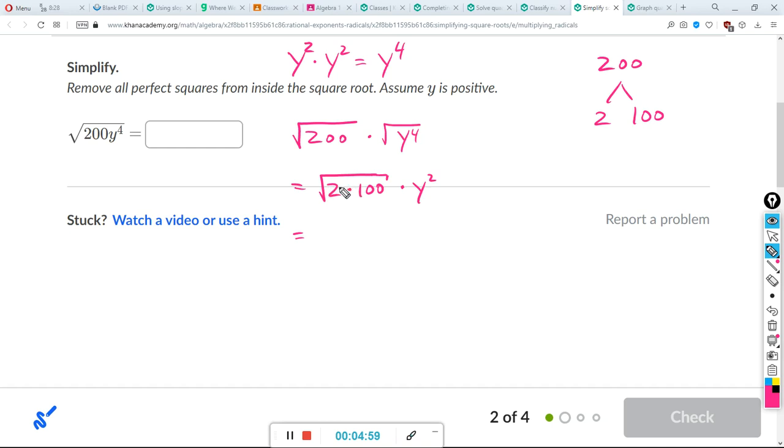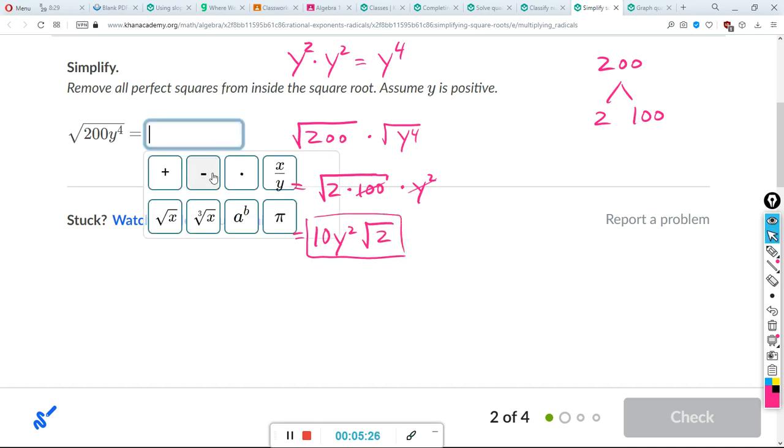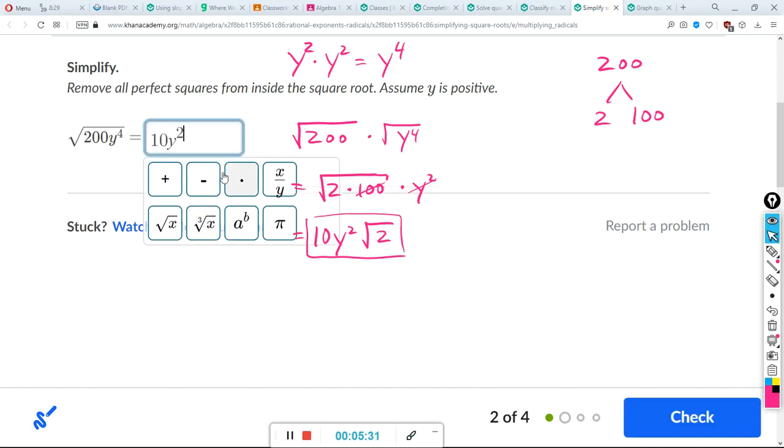So underneath the square root, we have 2 times 100. I know the square root of 100 is just 10, because 10 times 10 is 100. And we also have y squared outside of the square root. The only thing we have left over is the radical 2. So that's it: 10y squared radical 2. So type 10 y, hit the exponent button, squared, click it again, and do radical 2.